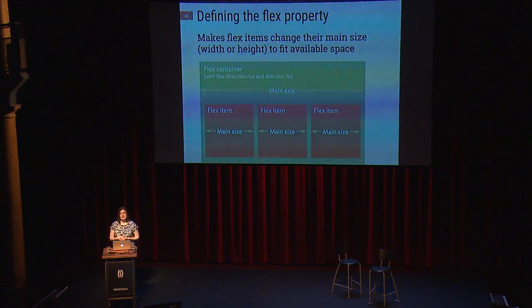Basically, the flex property is set on flex items, not the container, but individual flex items to give them a proportional size. And it affects either their width or their height, whichever is the main size. And that's the dimension along the main axis. Again, main axis is set by flex direction. So when it's set to row, my main axis is horizontal and my main size is width. If flex direction is set to column, my main axis is vertical and my main size is height.